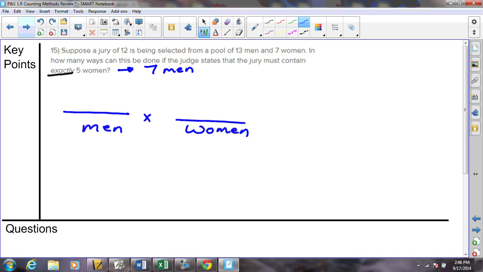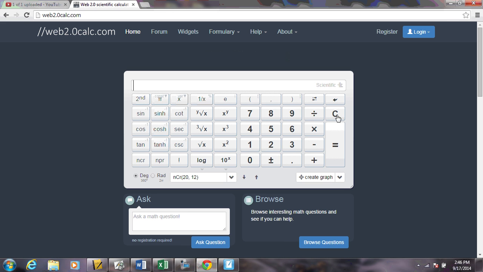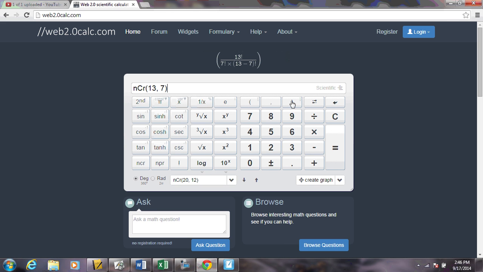Well, there are 13 men available. 7 of them are getting picked with combinations, because it doesn't matter which order. There are 7 women available, and exactly 5 are getting taken. Just by multiplying these two combinations, we will be able to get our final result for exactly 5. So let's come over. 13 choose 7 multiplied by 7 choosing 5. You'll note the structure is the same as what we had written on the smartboard. 13 men, 7 are getting picked. 7 women, 5 are getting picked. Altogether, 30,036 different possible juries.